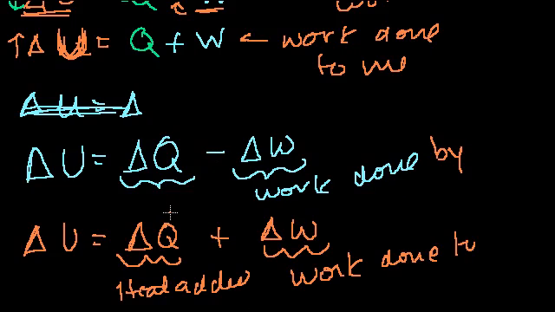You should just always think about it a little bit. If I'm doing work, I'm going to lose energy. If work is done to me, I'm going to gain energy. If I lose heat, if this is a negative number, I'm going to lose energy. If I gain heat, I'm going to gain energy. Anyway, I'll leave you there for this video. In the next video, we'll really try to digest this internal energy formula in 100 different ways.